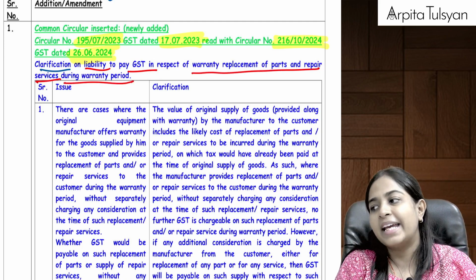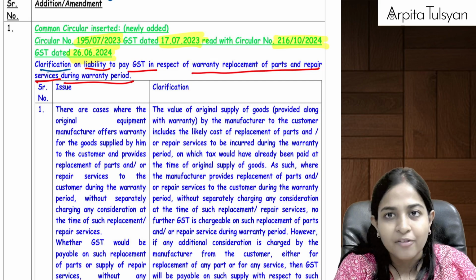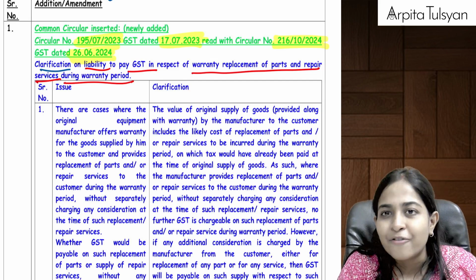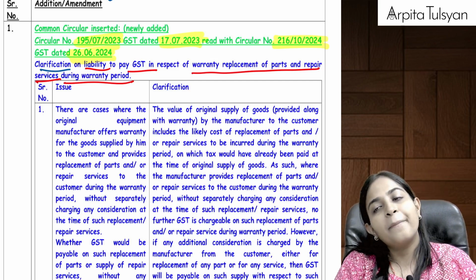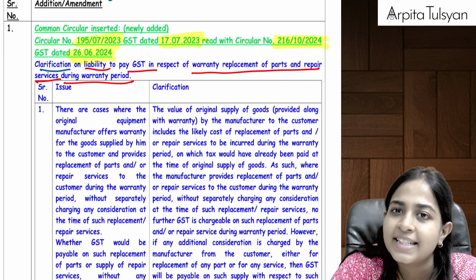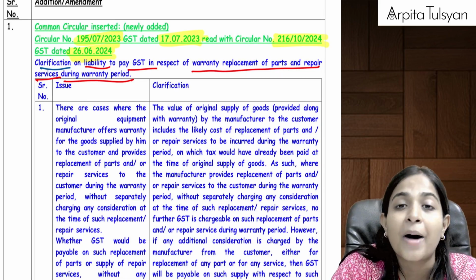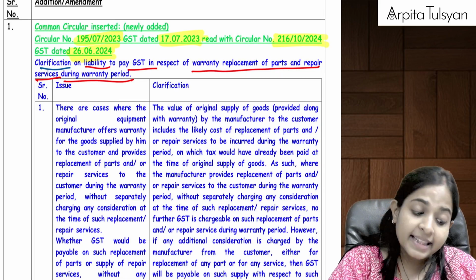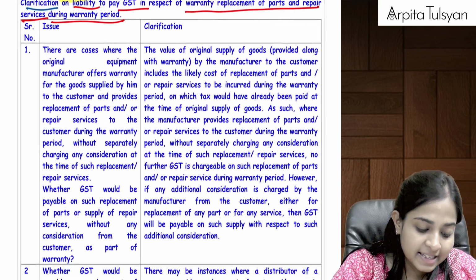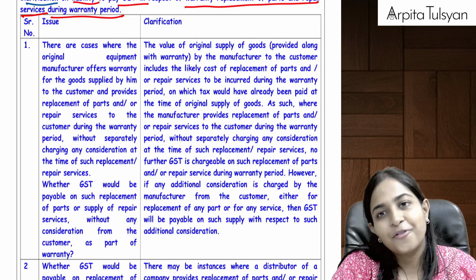Normally, if our product is not covered under warranty, then we will have to pay for that particular repair. And if we are paying for that repair, then anyway GST will be applicable. But what if it is a free replacement, or a partial free replacement, etc.? Then what will be the position of GST in such a case? That we need to find out.